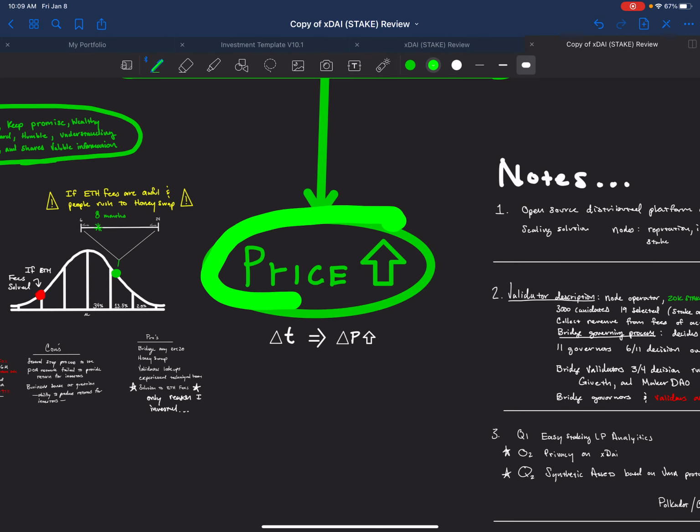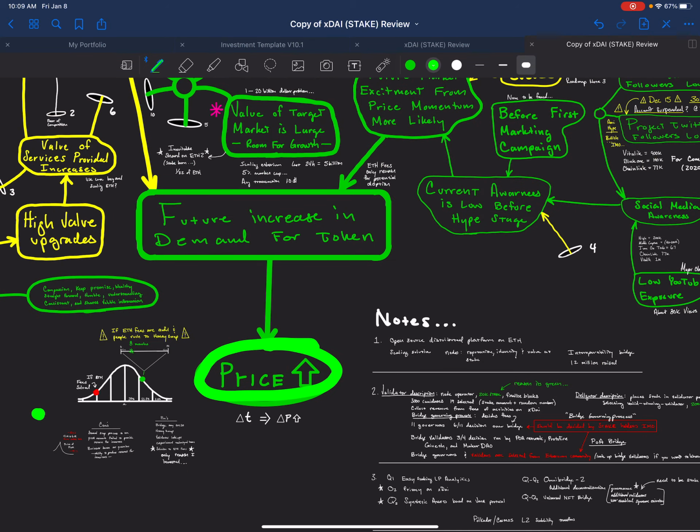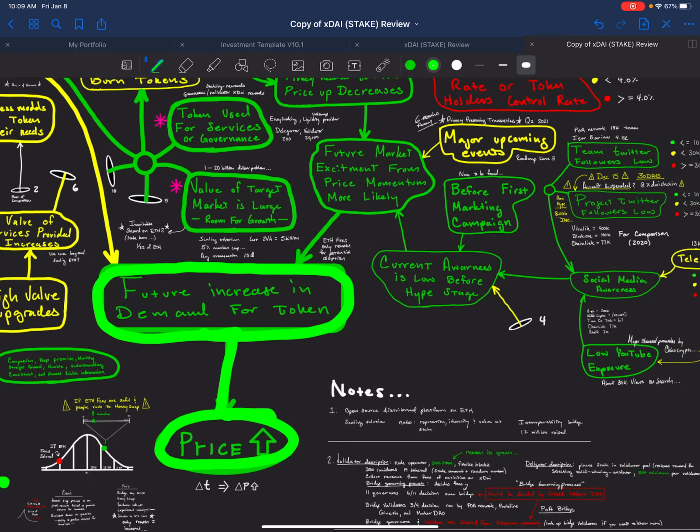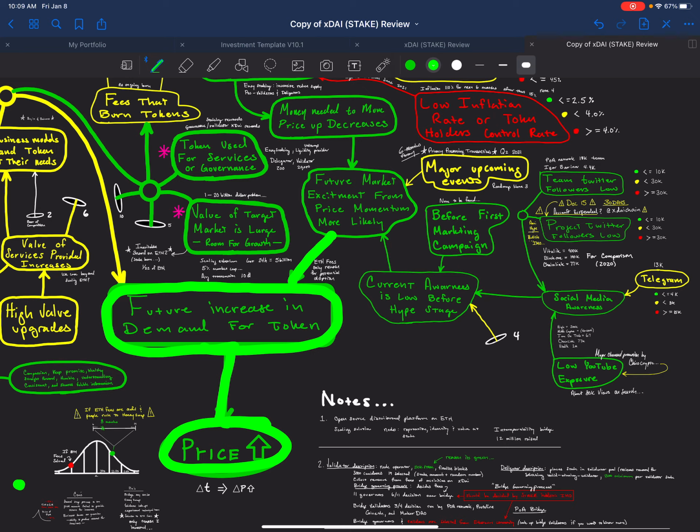So I did put ultimately that I expect the price to perform. I invested a small amount in this project. I would have invested larger, and I'll get into what made me invest a smaller amount versus a larger amount. But I do expect there to be a future increase in demand for the token.